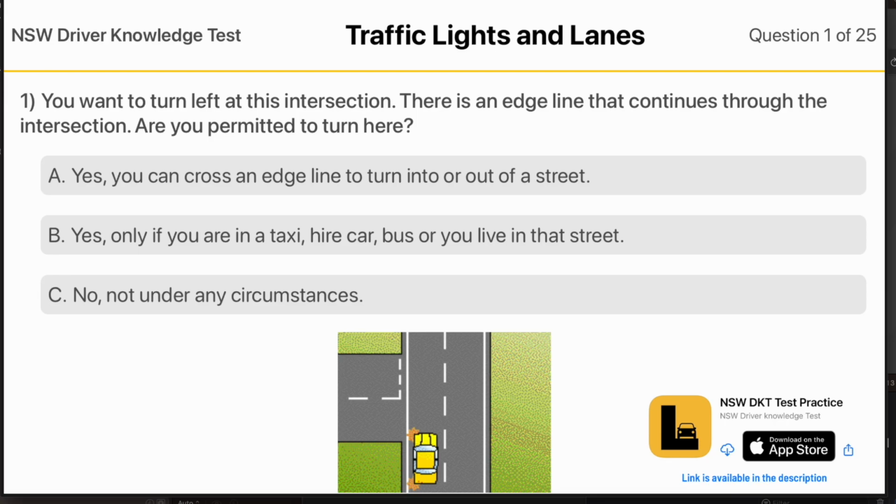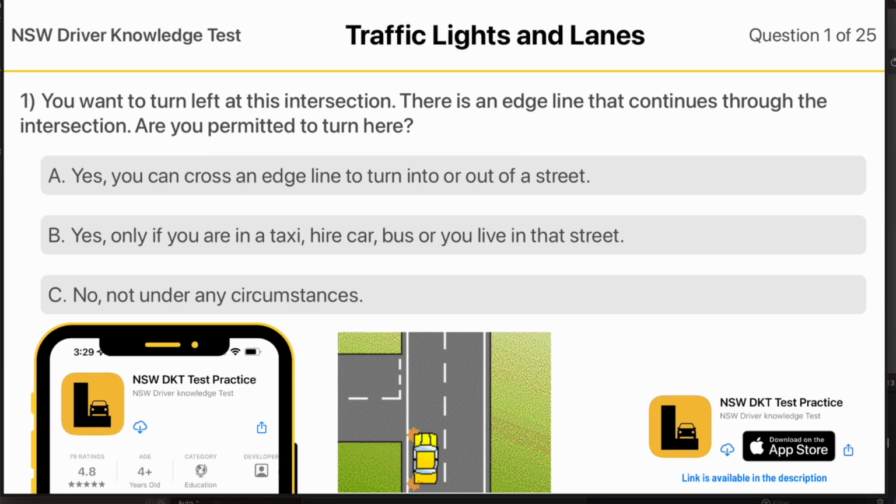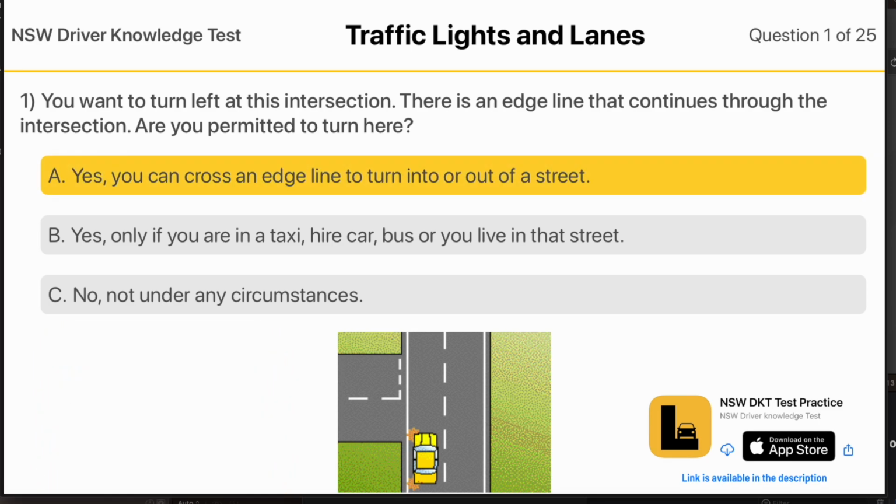You want to turn left at this intersection. There is an edge line that continues through the intersection. Are you permitted to turn here? Yes, you can cross an edge line to turn into or out of a street. Yes, only if you are in a taxi, hire car, bus or you live in that street. No, not under any circumstances.